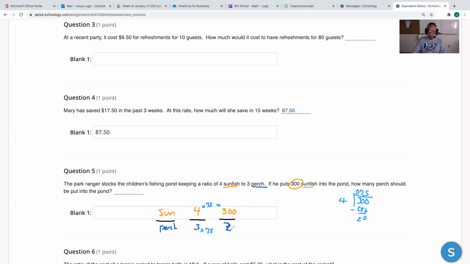If you multiply it, that's what you should get, 225. So that means, ladies and gentlemen, that when I have 300 sunfish in the pond, I need 225 perch in there as well. Again, all I did is I wrote down my word fraction, sunfish to perch. I wrote down the ratio that was given to me, 4 to 3, and then I used the rest of the information, 300 sunfish, to create an equivalent fraction.